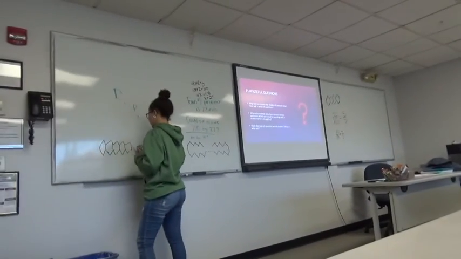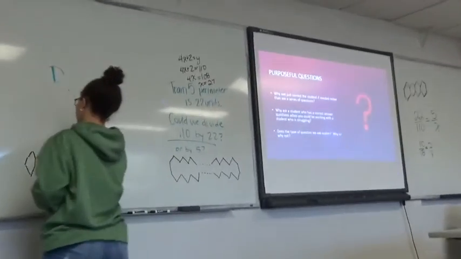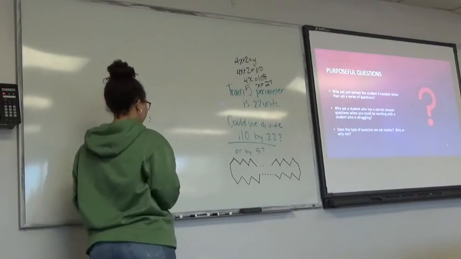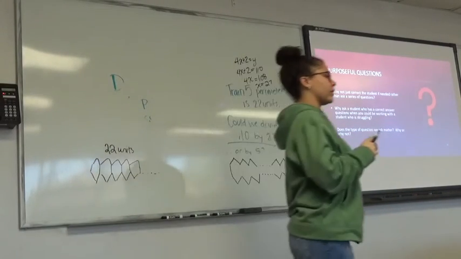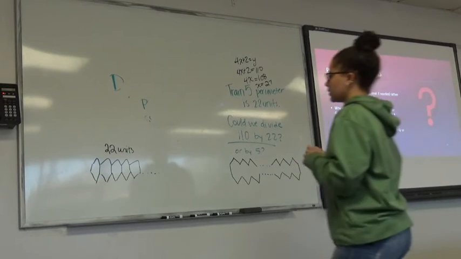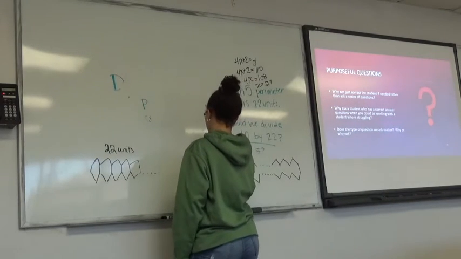So we know that this is 22 units. And we're trying to get to 110, right? Mm-hmm. So a perimeter of 110. Wait. So I'm trying to get to 110.